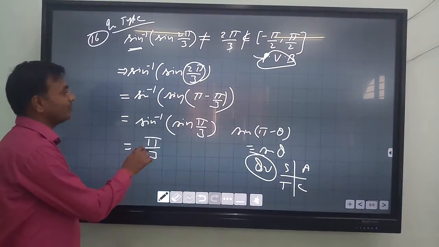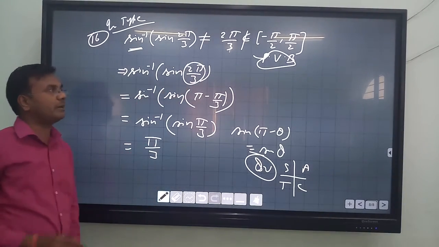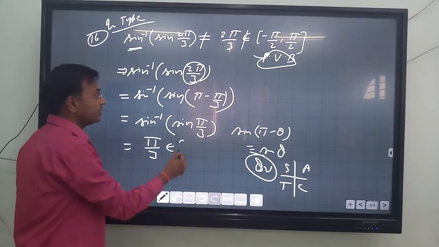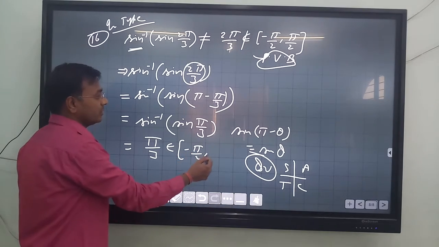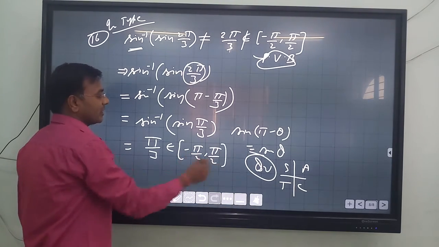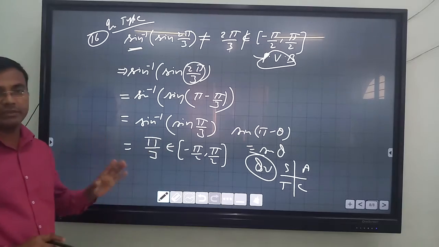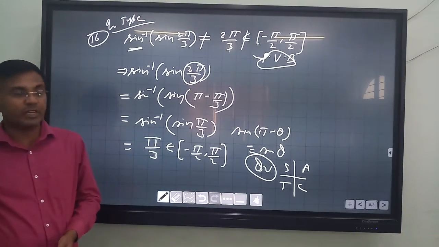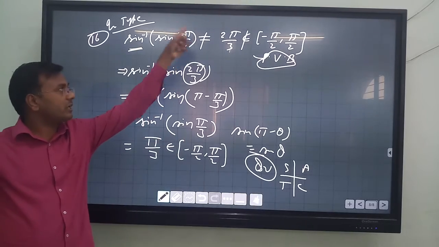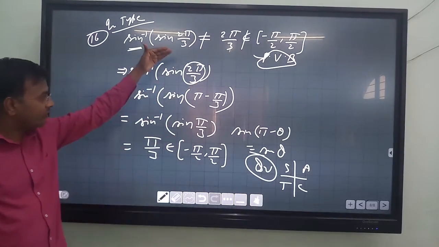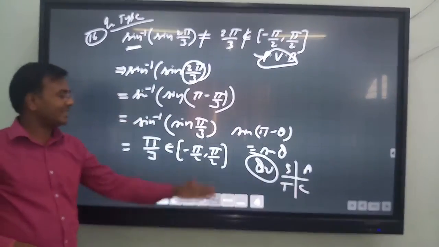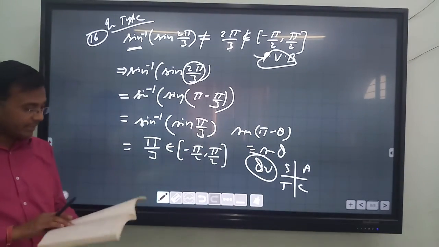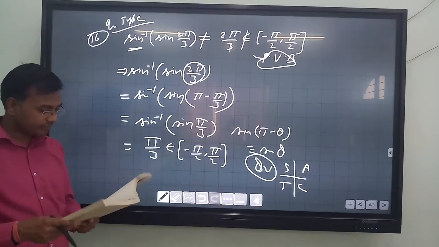Why? Because this belongs to that interval minus pi by 2 to pi by 2. So make sure whatever angle is coming, it must belong to this interval. Because here the questions are based upon the principal value branch. So whenever any angle is not lying in the principal value branch, we will use the quadrant rule. Second quadrant, third quadrant, fourth quadrant, as per the angles.